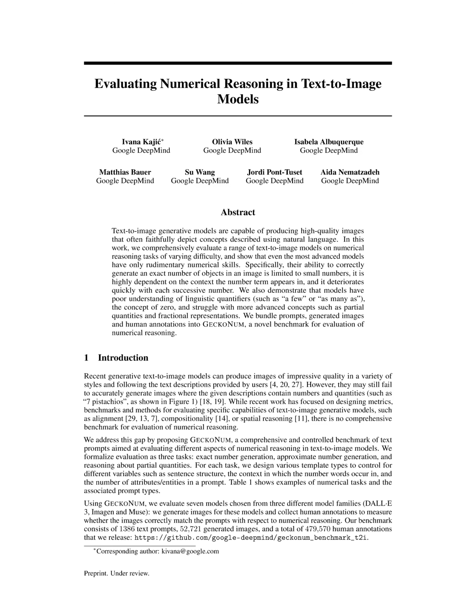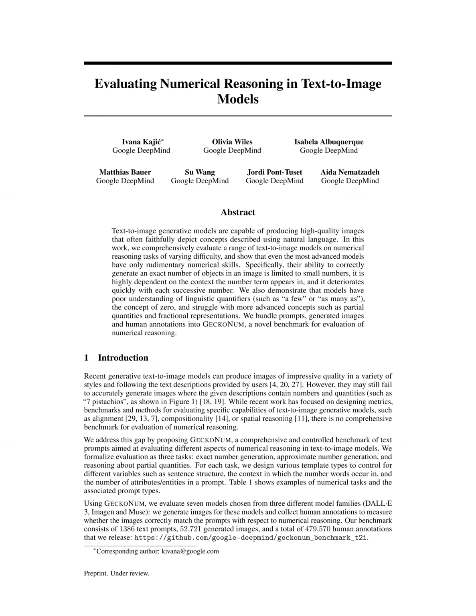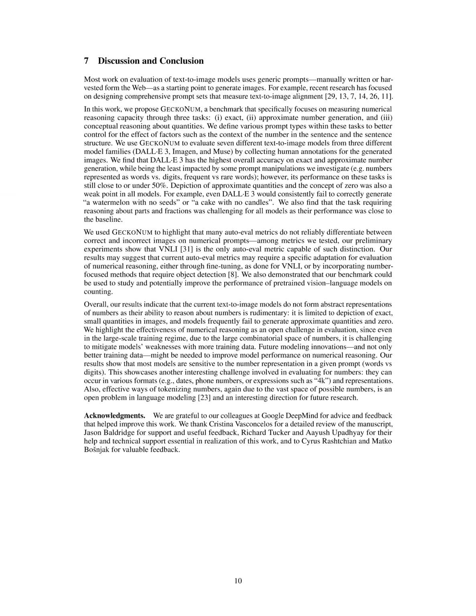The limitations or drawbacks of using GECKONUM as an evaluation benchmark for numerical reasoning in text-to-image models include: 1. Complexity of prompts. The prompts in GECKONUM are designed to be comprehensive and cover various dimensions of evaluation, which can make them challenging for models to interpret accurately. The complexity of prompts, such as including multiple numbers, spatial relationships, and color terms, can impair the ability of models to generate images correctly.